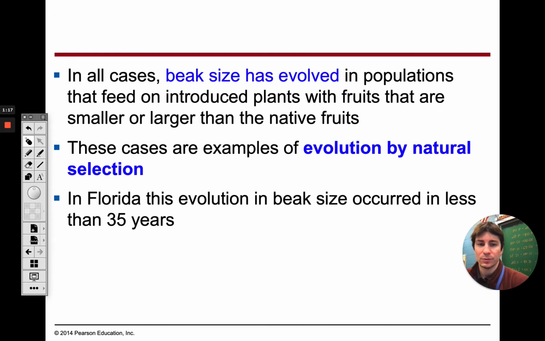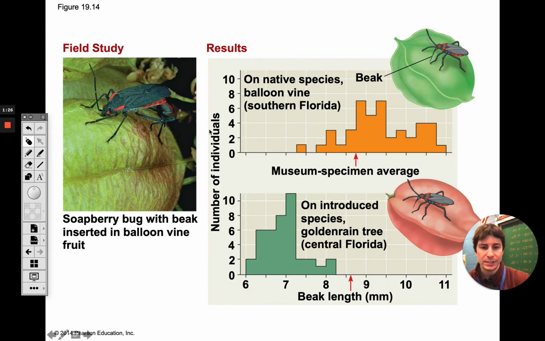And this actually happened really quickly because they were able to reproduce very quickly. So the faster an organism can reproduce, the faster evolution can occur. Now, the green bar graph here is the beak lengths for different soapberry bugs in Central Florida. And the orange one up top is Southern Florida, where the fruit is a little bit larger. So we can see that the beak size is completely different.